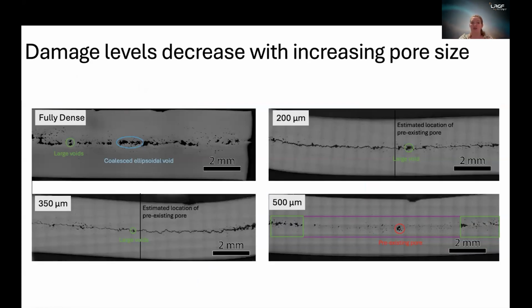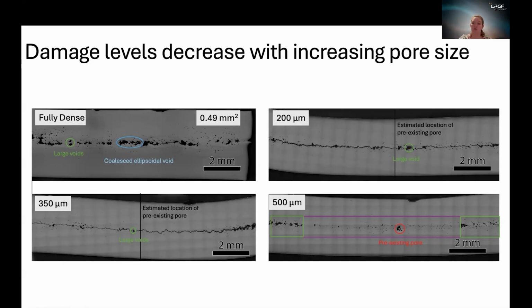So we'll start by looking at the fully dense material, which is in the top left. We see that there is extensive damage in the spall region, exactly as we'd expect. There are some large voids forming, an example of which is circled in green, as well as some more coalesced ellipsoidal voids. These are voids that have now connected to each other, which is exactly what we would expect in the fully dense material. And using image analysis, we were able to count up the number of pixels included in these pores and calculate the overall pore area to be 0.49 millimeters squared for this fully dense material.